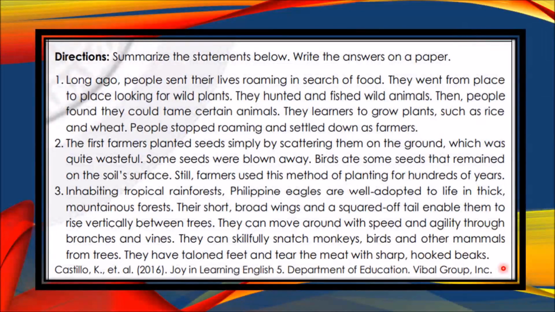Then, this one, another one. Summarize the statements below. Write the answers on the paper. So, ito naman, paikliin natin. We have to know the main idea and the details of the idea, paiksiin lang natin. For example, here, number 1: Long ago, people spent their lives roaming in search of food. They went from place to place looking for wild plants. They hunted and fished wild animals. Then people found they could tame certain animals.